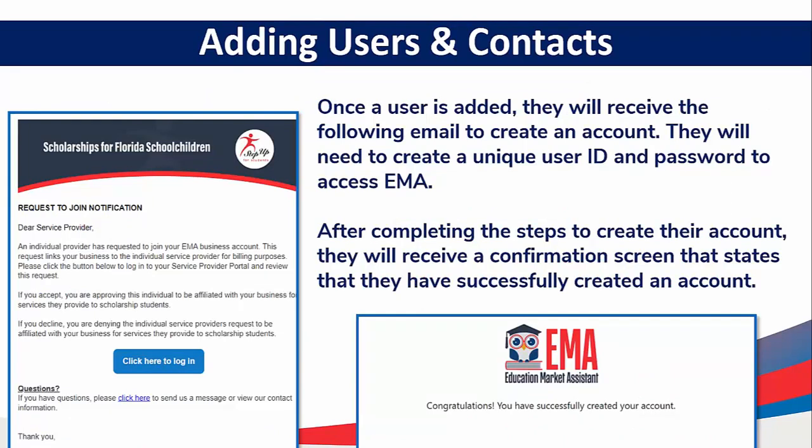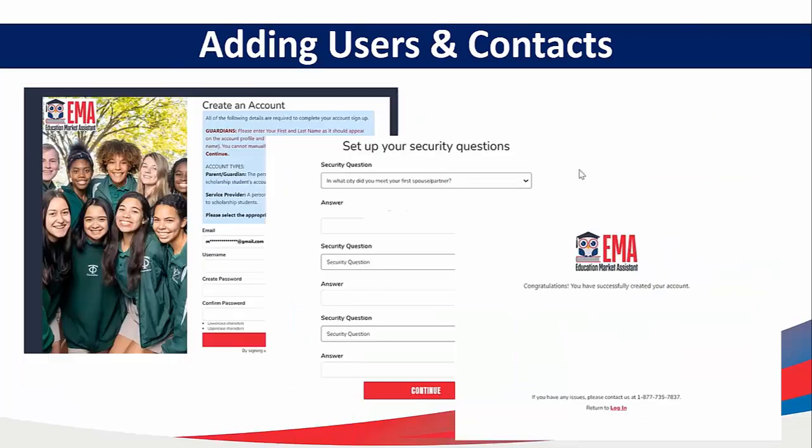Once a user is added, they will receive the following email to create an account from noreply@suffs.org. They will need to create a unique user ID and password to access EMA. After completing the steps to create their account, they will receive a confirmation screen that states that they have successfully created an account. In the event that you do not receive the email, please make sure to check your spam or junk folder.